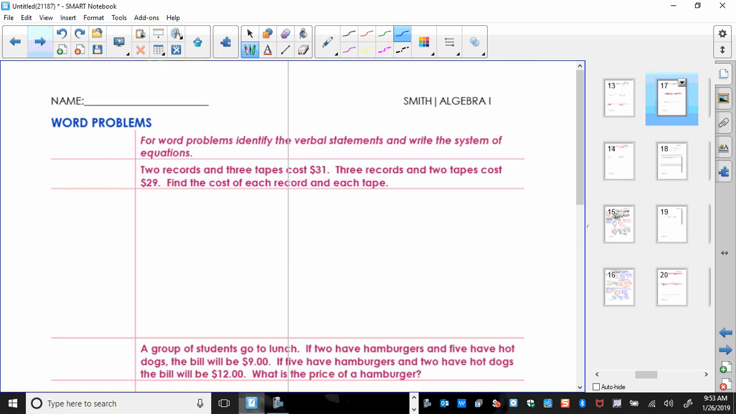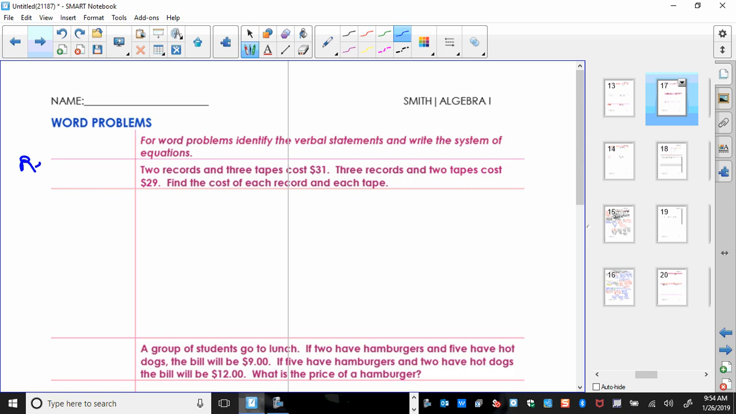Next are the word problems. So word problems, we're doing elimination typically, but some of these might not come out. So we're just writing the system. We're not solving the system. So we're going to first identify what we're talking about here. It says 2 records and 3 tapes cost $31. 3 records and 2 tapes cost $29. Find the cost of each record and each tape.